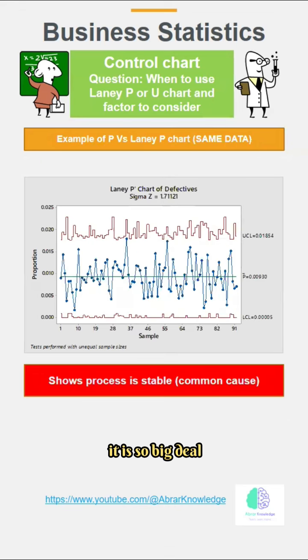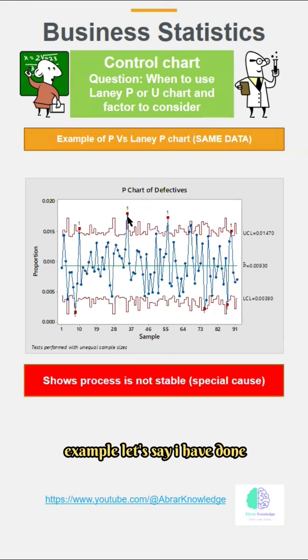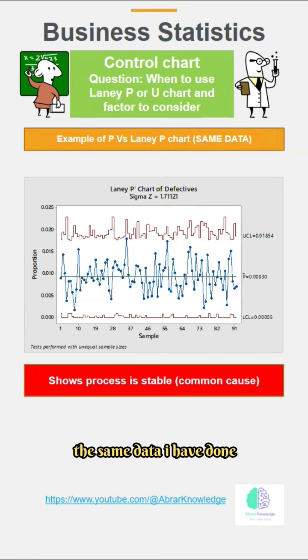So why is it such a big deal? This is the reason. For example, let's say I have done the P chart and it shows an outlier. The same data I have run on the Laney P chart shows that it has only common cause. There is no special cause in it. So choosing the right chart is very, very important. I hope this video is useful.